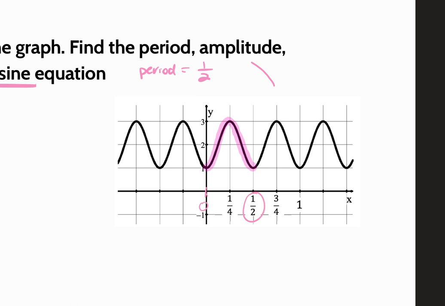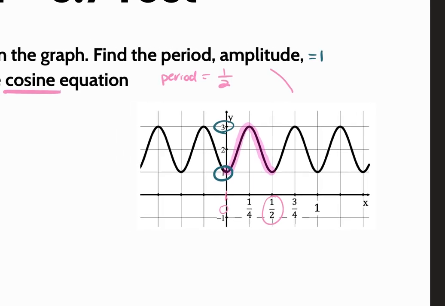1/2. The max point is 3. The minimum point is 1. That makes my amplitude 2. Or sorry, that makes my amplitude 1. And then your midline, if I add 3 and 1, I get 4 divided by 2. And my midline's at y equals 2, which you can also see from the graph.